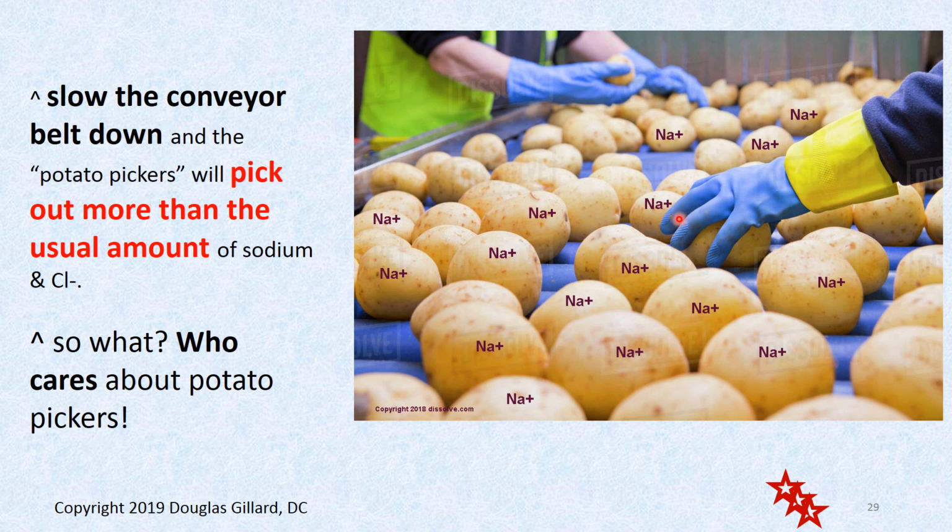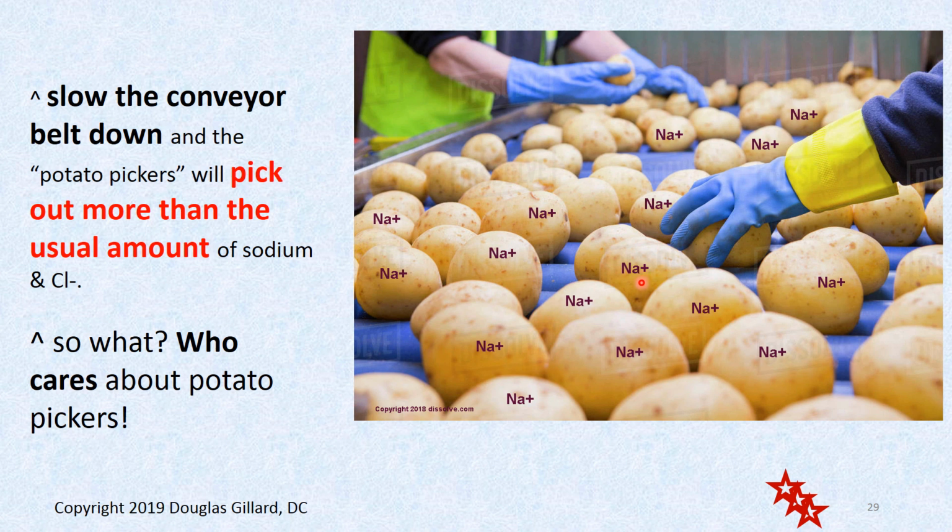Let's substitute bad potato for sodium. What happens if we slow this belt down, like way down, for somebody who has hypotension? There's not going to be much flow through here. Those potato pickers are going to have a field day. They can pick every single sodium molecule out of here, and that's exactly what happens. It makes the filtrate really decreased in sodium.